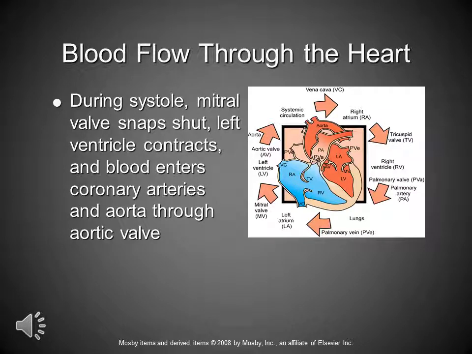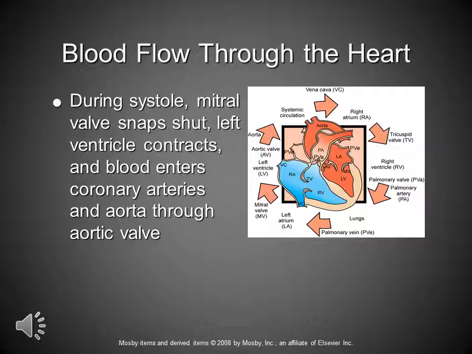During ventricular systole, the mitral valve is going to slam shut. The left ventricle is going to constrict. That's going to close the mitral valve. Then it's going to force blood up the aorta through the aortic semilunar valve into the aorta, which is then going to go to the body.